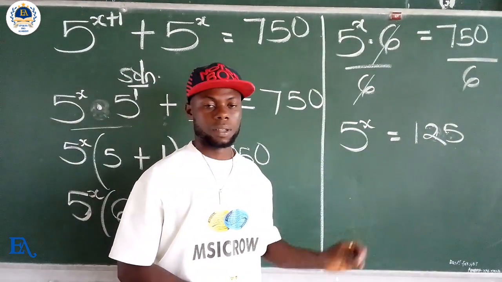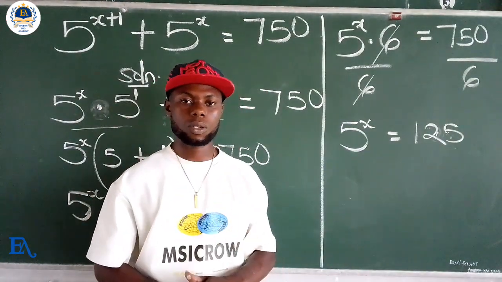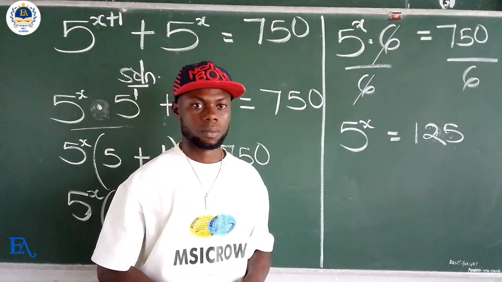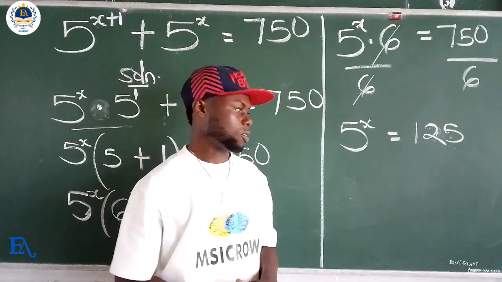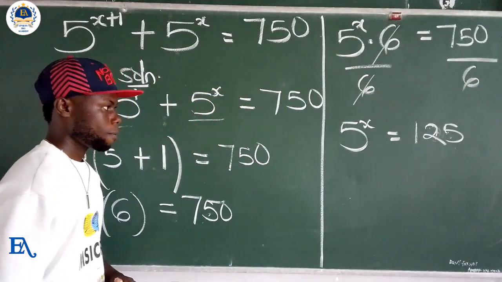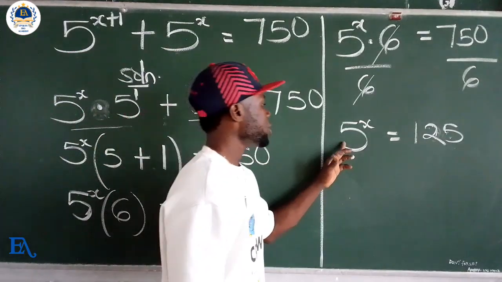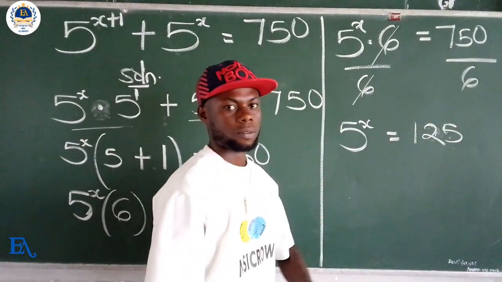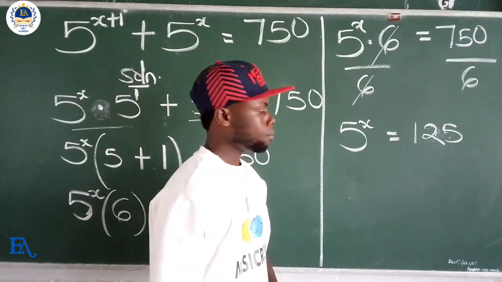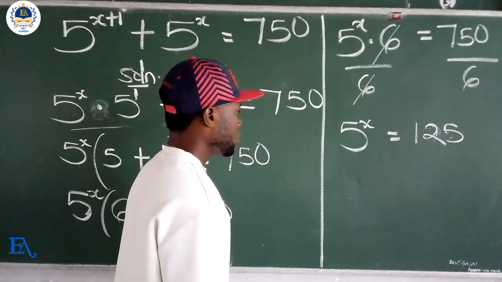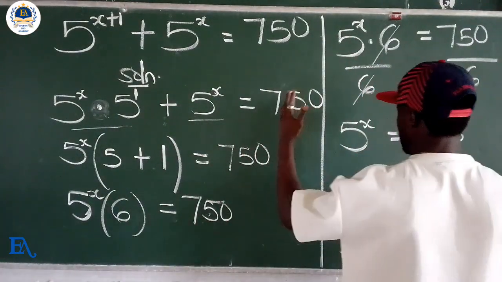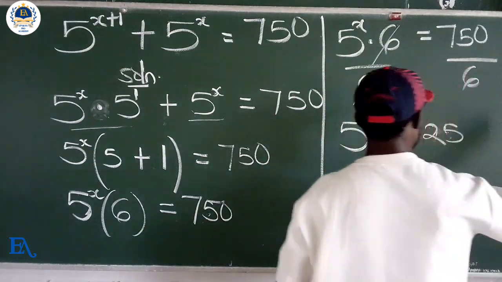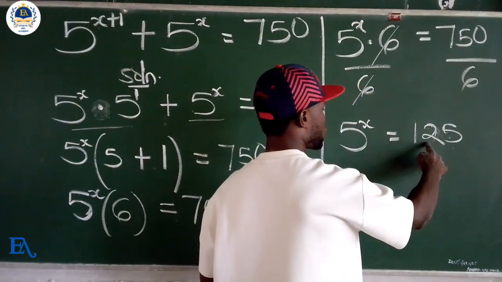This is stage number 3. Now, if you know what to do in stage number 3, you can pause the video and finish it up. Let's continue. In stage 3, 5 raised to the power of x is equal to 125. My observation: in my left hand side, I have 5 raised to the power of x. In my right hand side, I have 125.